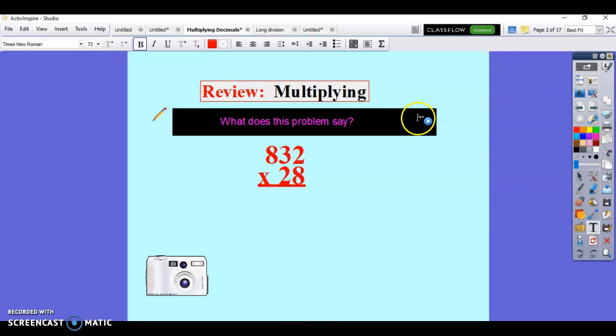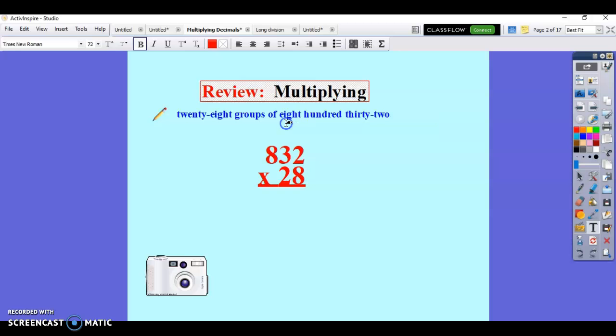So before we get moving on, what is multiplying? What does the problem say? Remember, this is just 832 times 28. Remember the basic steps of that. It is 28 groups of 832. We are going to take a look at this one and go through the steps of it as well.